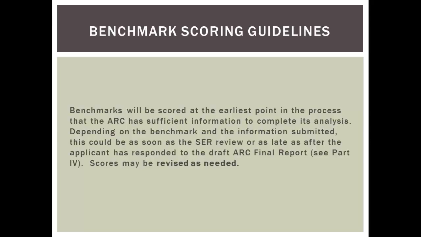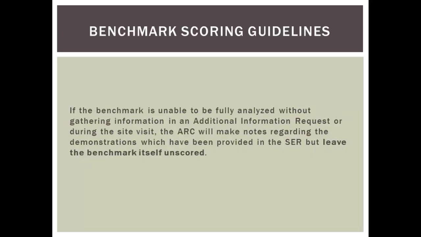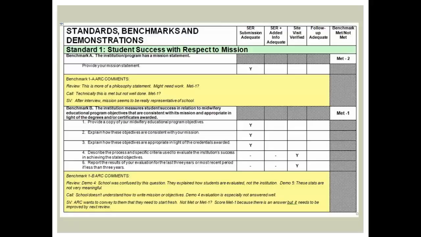Because information comes to the ARC in a series of submissions, the ARC has the flexibility to revise the score as needed during the process, or even leave an area blank if the ARC wishes to consider more information. The ARC may withhold a score until all the information is gathered. For example, this school did not submit compelling answers for benchmark 1A in their SER, so the ARC considered scoring the benchmark with a MET 1.